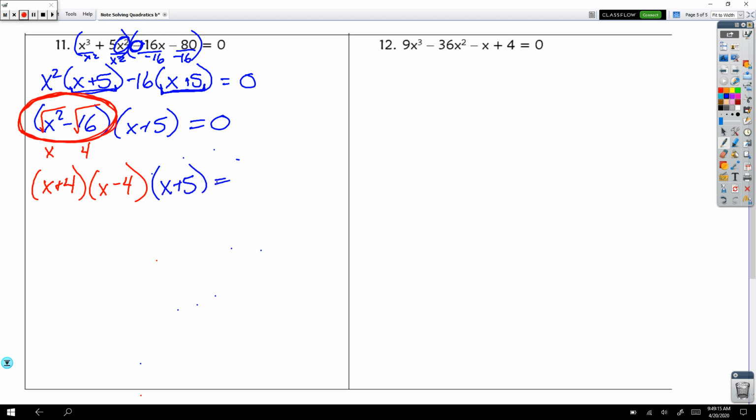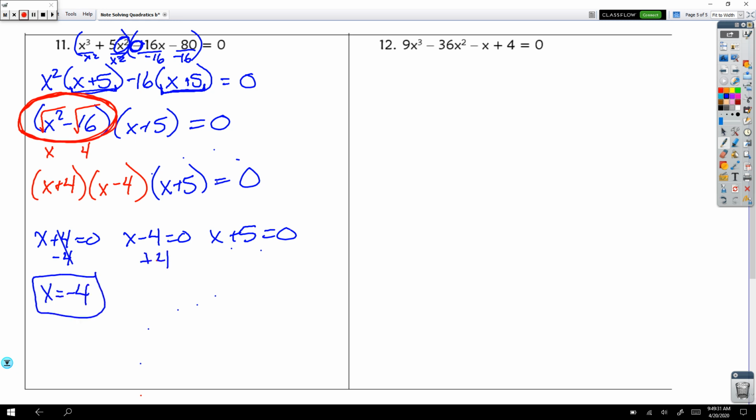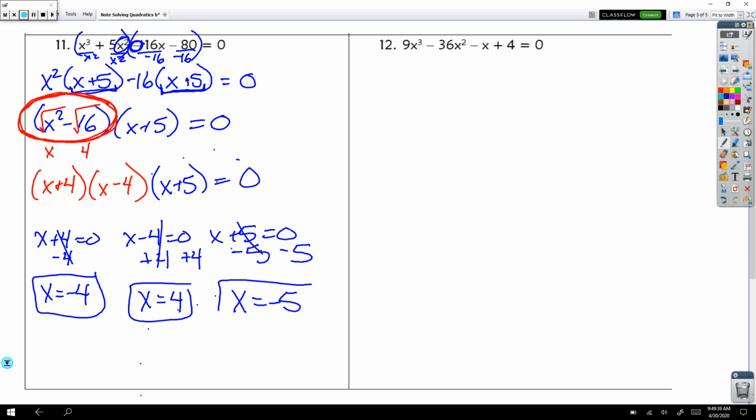Now, setting each factor equal to 0, I would have x plus 4 equals 0, x minus 4 equals 0, and x plus 5 equals 0. So subtract 4, add 4, and subtract 5. So this one has 3 answers.